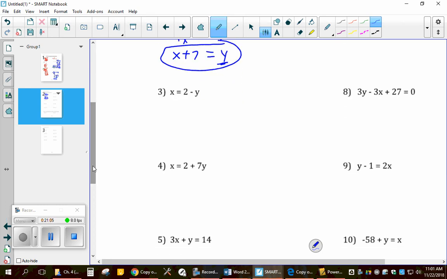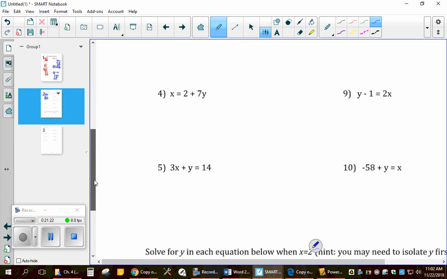All right, I'm going to let you guys do 3. My little suggestion here is I would probably move this y to the left, and then I'd probably move this x to the right, if it was me. But you'll start to notice there's a few ways to do these things.